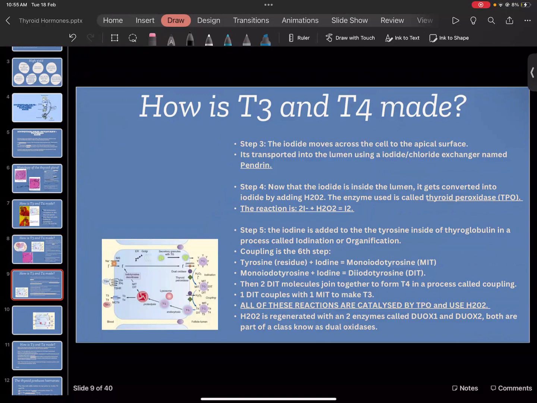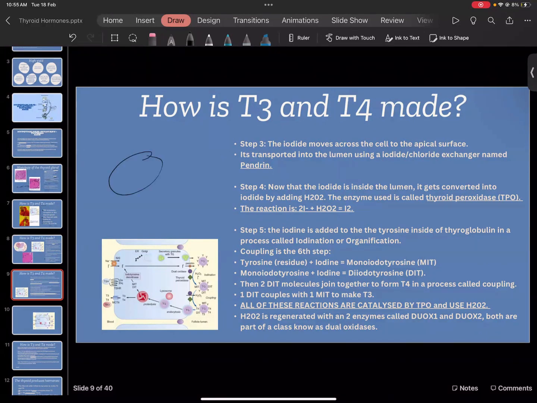Okay, so how are T3 and T4 made? We're still continuing that. Here we have step 3, which is that the iodide moves across the cell to the apical surface and it's transported into the lumen using an iodide-chloride exchanger named pendrin. Okay, so now we have the iodide inside and we have the thyroglobulin.